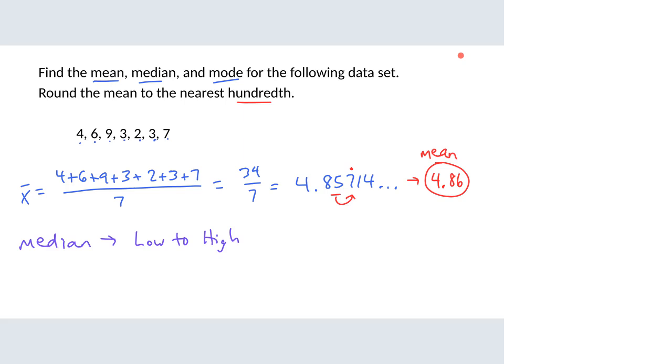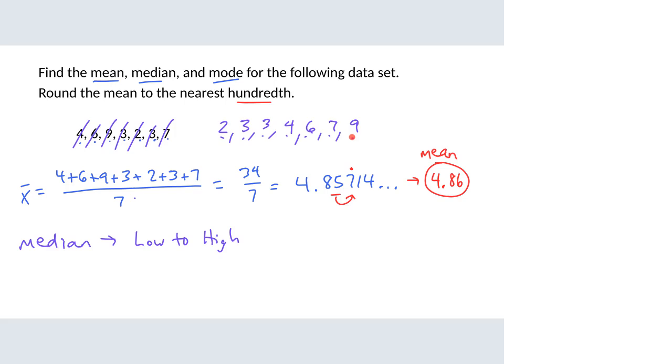So let's do that. The lowest I have is a 2. Then I have 2 3s. I want to make sure to include both of those. Then I have a 4. Then a 6, a 7, and a 9. I had 7 data points. I'm going to make sure I have all 7 here. Let's see. 1, 2, 3, 4, 5, 6, 7. Yep, I have all 7. Doesn't guarantee I wrote them down exactly right, but I feel pretty good about the fact that I have the right numbers if I have the right number of numbers.